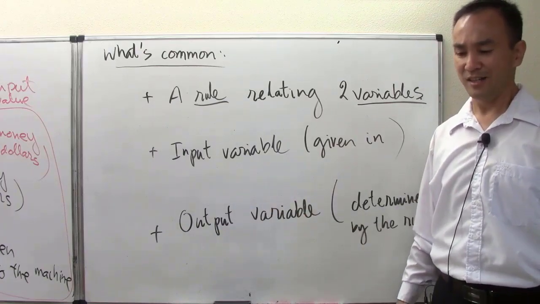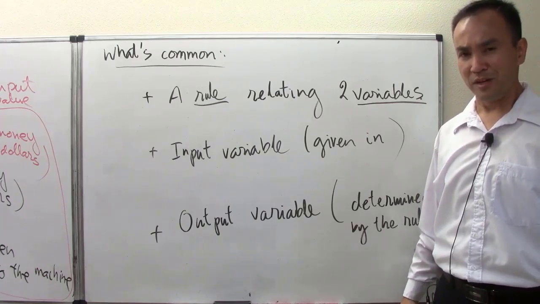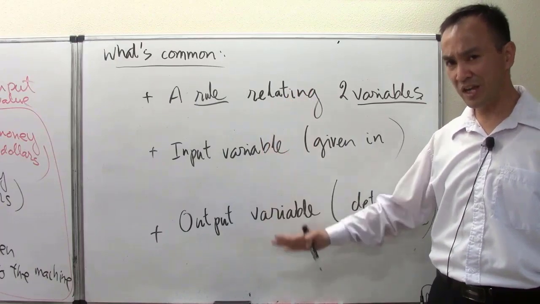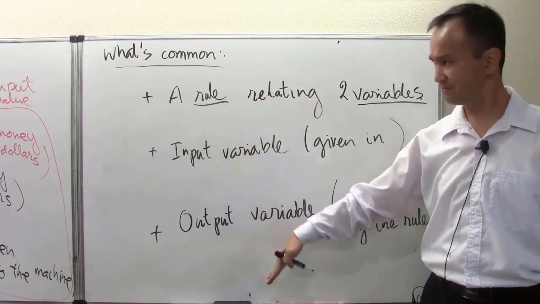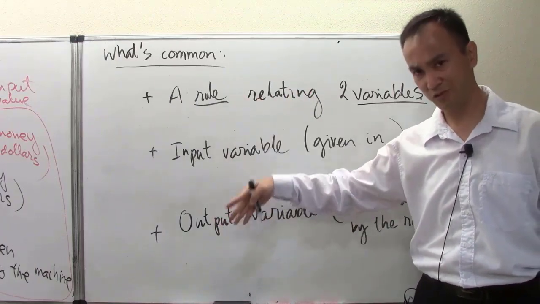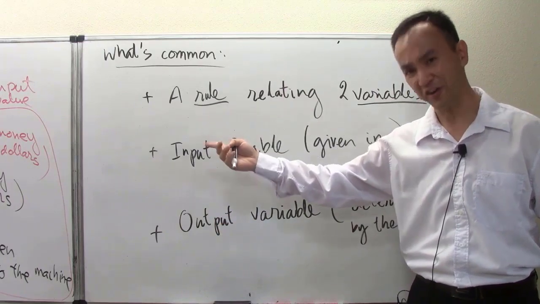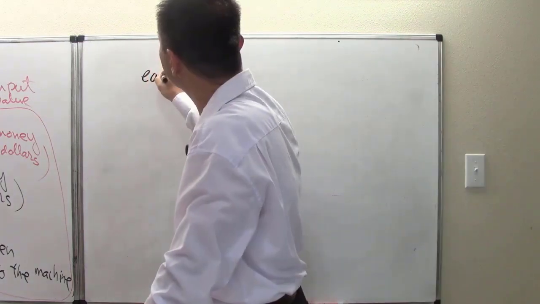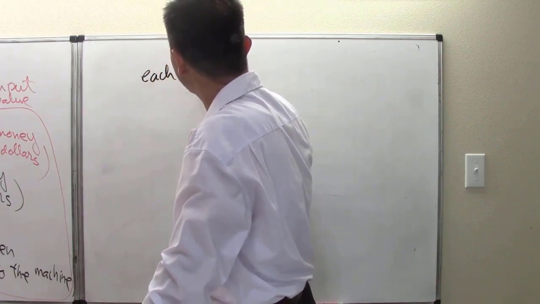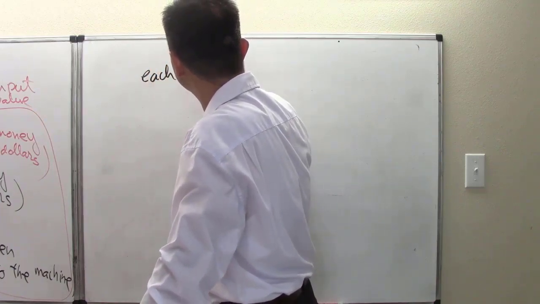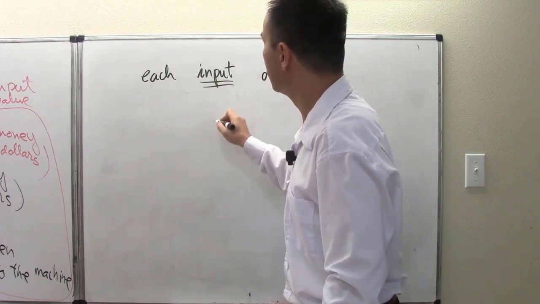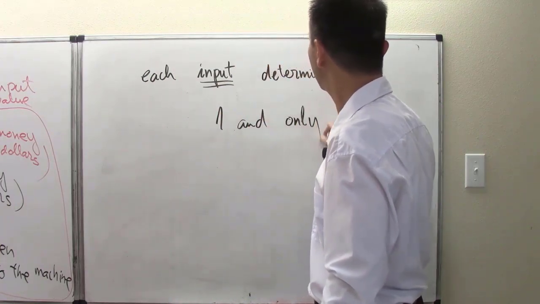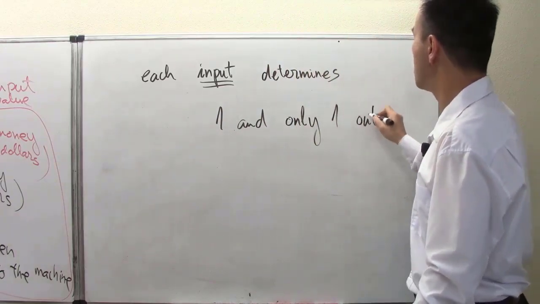All right, but here's the thing. Just having these three elements is not enough to make what's so-called a function. Each input gets one and only one output.